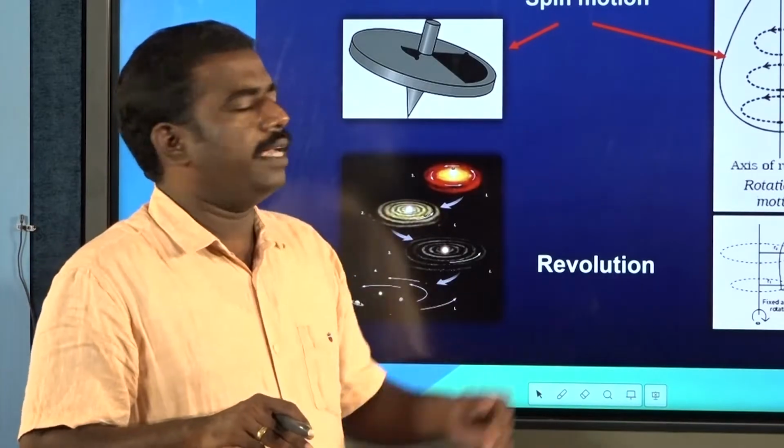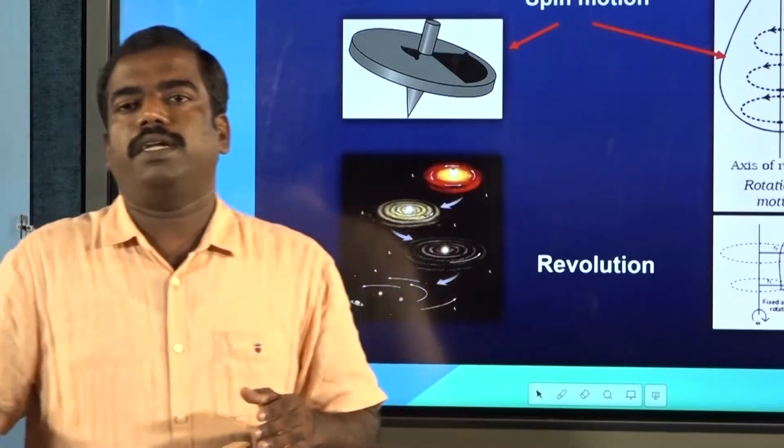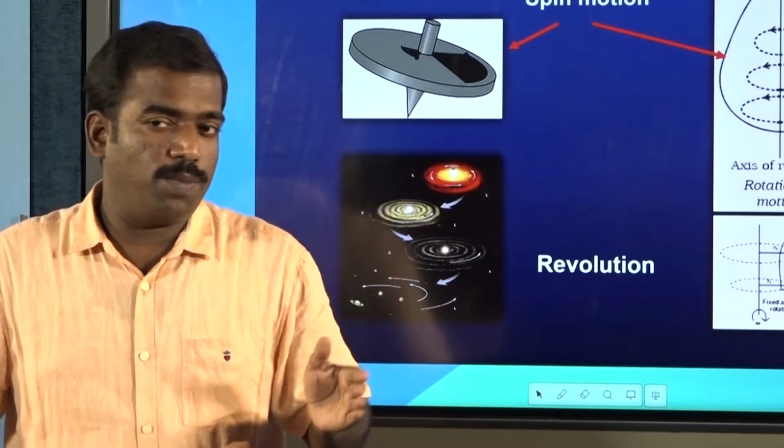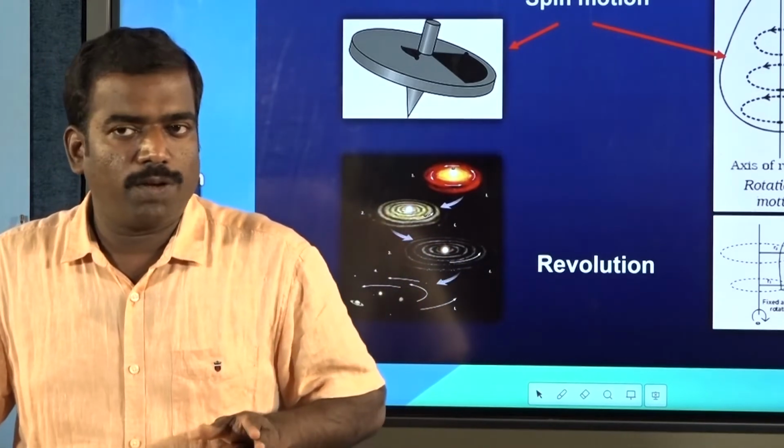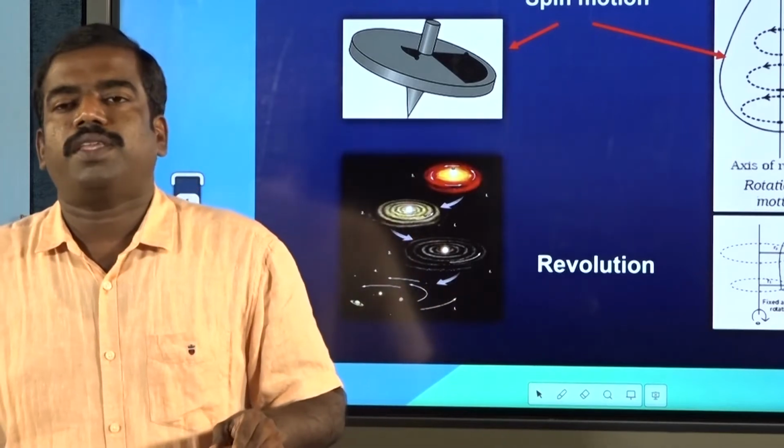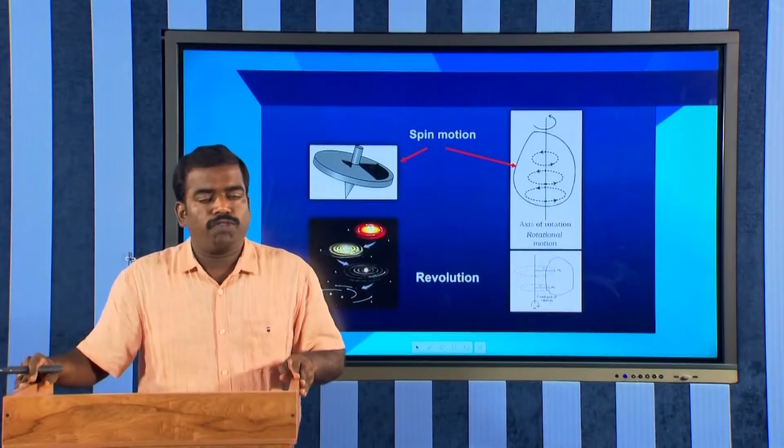So these are the two things, or two categories, which come under rotational motion. One is spin motion and the other one is revolutionary motion. Hope you understood. And also we need to discuss the plane of rotation.